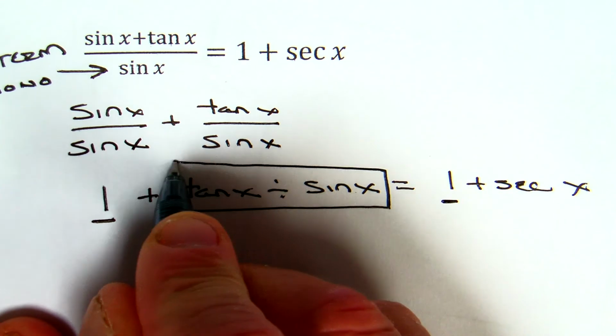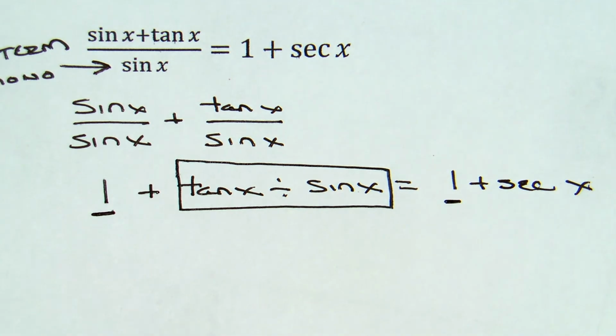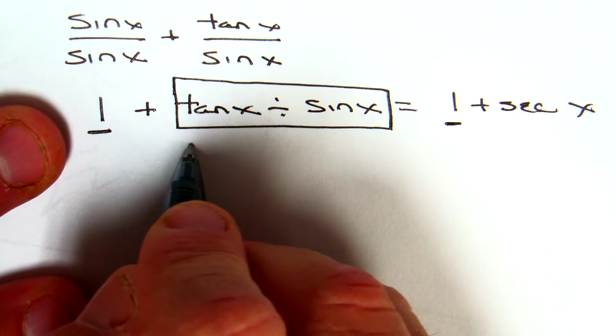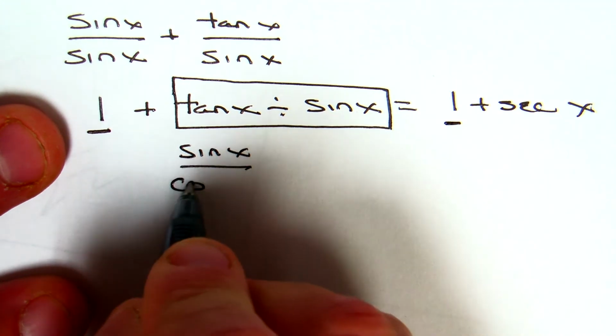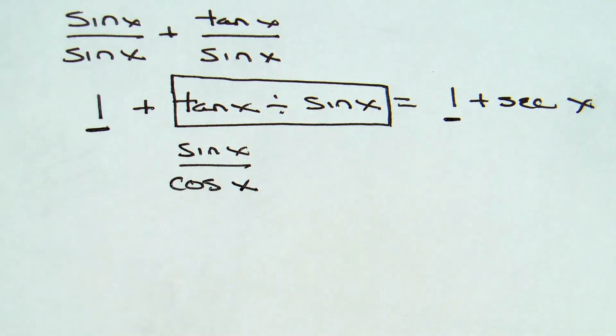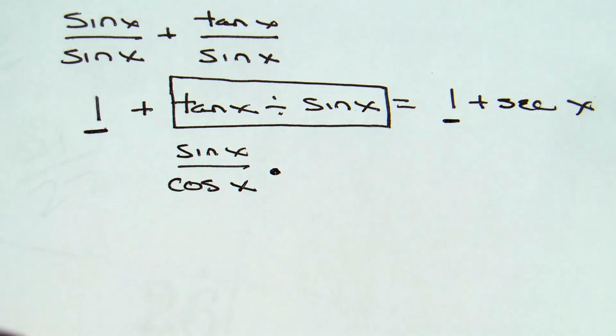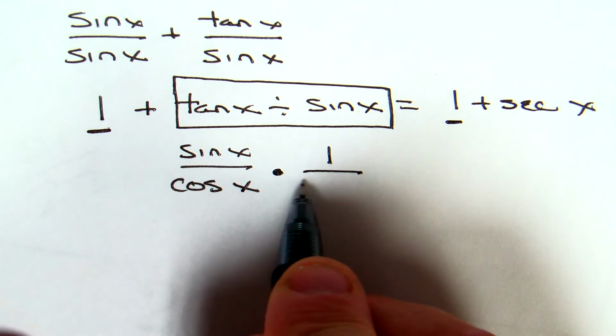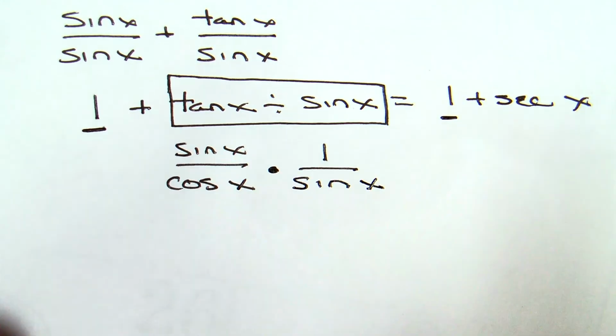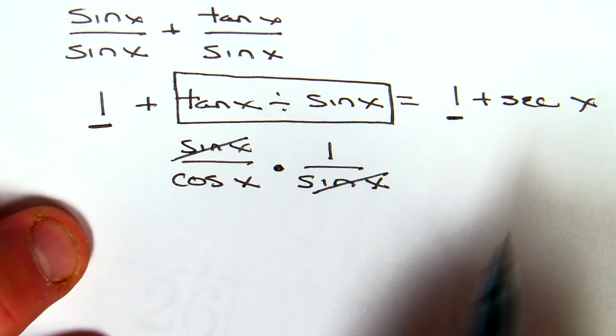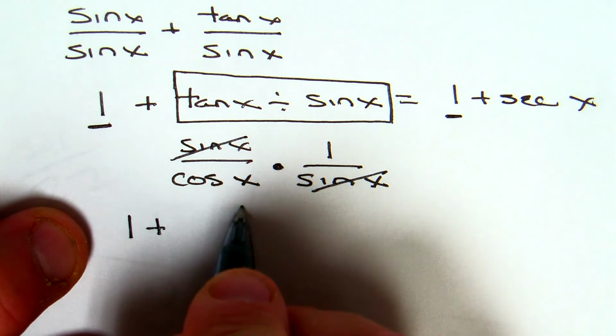Tangent x divided by sine x. Tangent x I'm going to rewrite as sine x over cosine x. When I divide fractions, I end up what? Multiplying by the reciprocal. In this case, I'm going to leave it as 1 over. I'm not going to rewrite it as cosecant, because this is the idea in your notes that when in doubt, write everything in terms of sine and cosine. What are the sine x's going to do to each other? Cancel out. And now you have 1 plus 1 over cosine x.